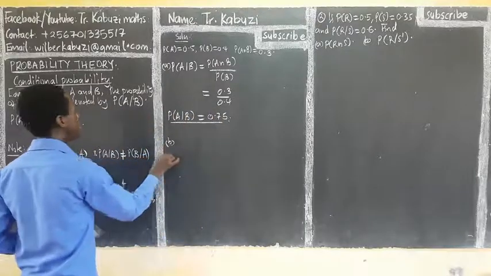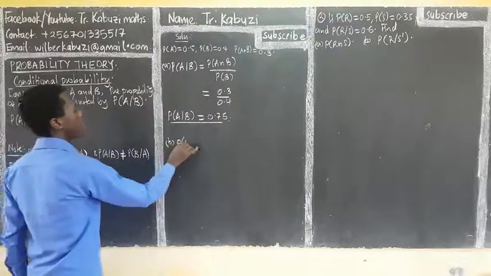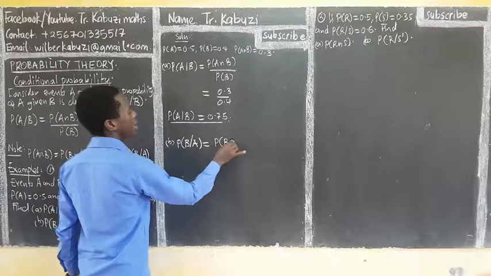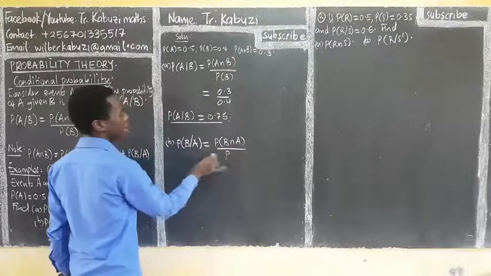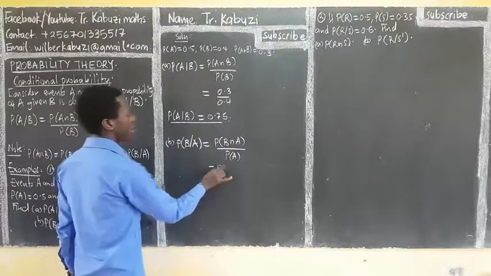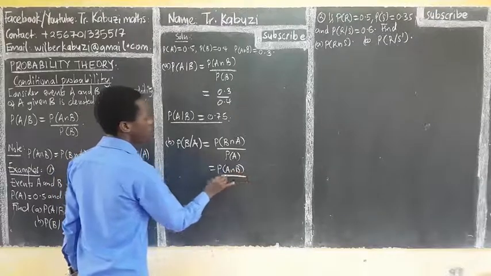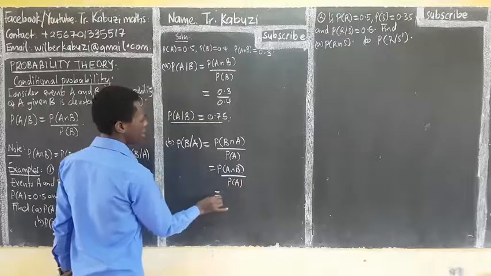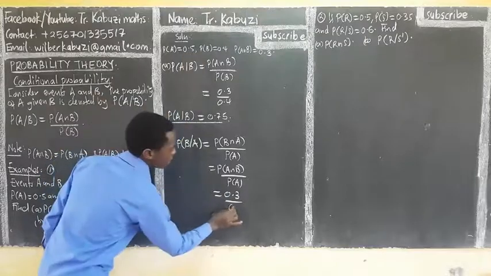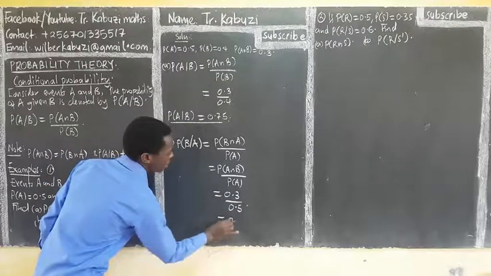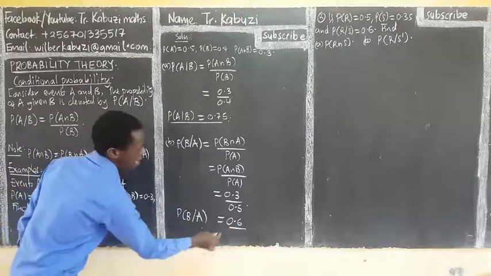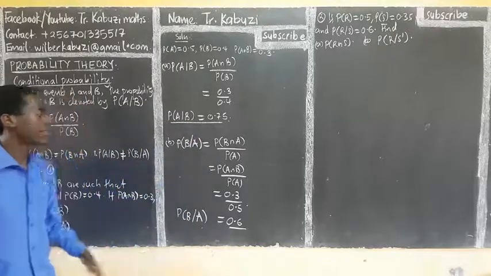And come to part B, you want us to get probability of B given A. This will be the same as probability of B intersection A over probability of A. But we say this is the same as probability of A intersection B, over probability of A. So the intersection was 0.3, probability of A was 0.5, and this is going to give you 0.6. And this is probability of B given A. So don't confuse the two.